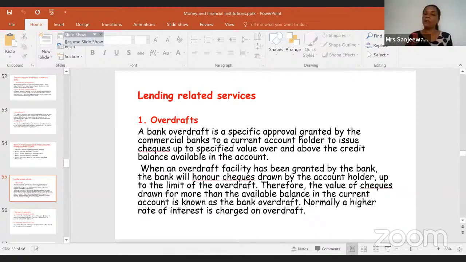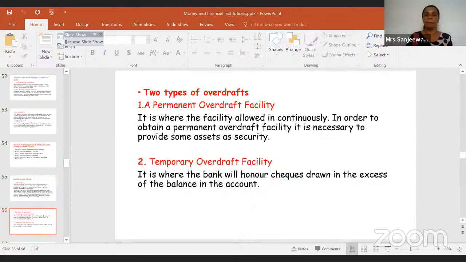When an overdraft facility has been granted by the bank, the bank will honor checks drawn by the account holder up to a certain limit. There are two parts also: permanent overdraft facilities and temporary overdraft facilities. Permanently you can get that facility, and you need to pay some amount for that. A temporary overdraft facility is also there, so in sudden consequences you can get that facility. So these are two types of overdraft facilities.